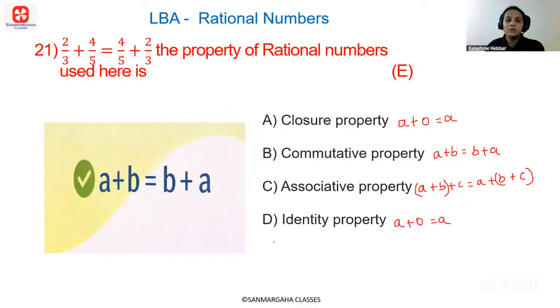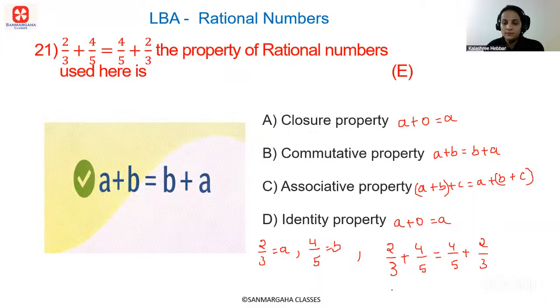Okay, so now you have considered 2 by 3 as A and 4 by 5 as B. Now 2 by 3 plus 4 by 5 is equal to 4 by 5 plus 2 by 3. That is A plus B is equal to B plus A.